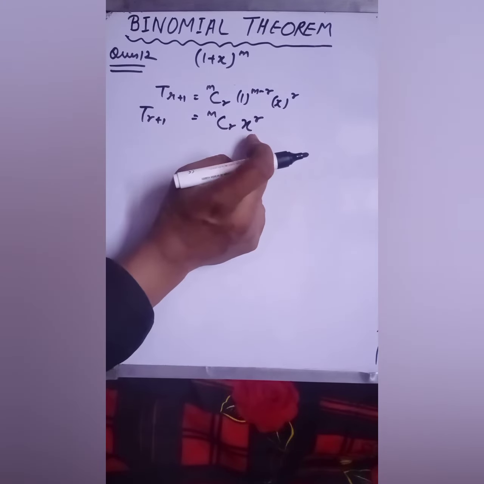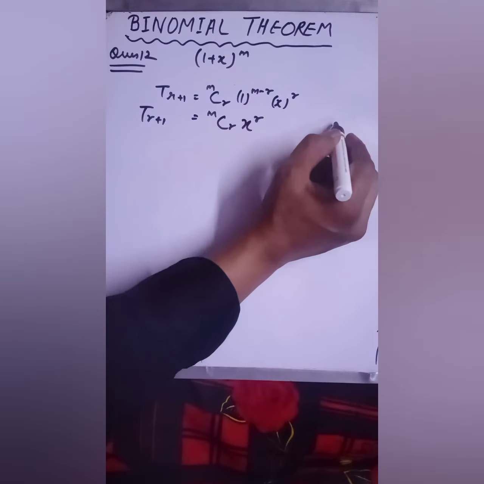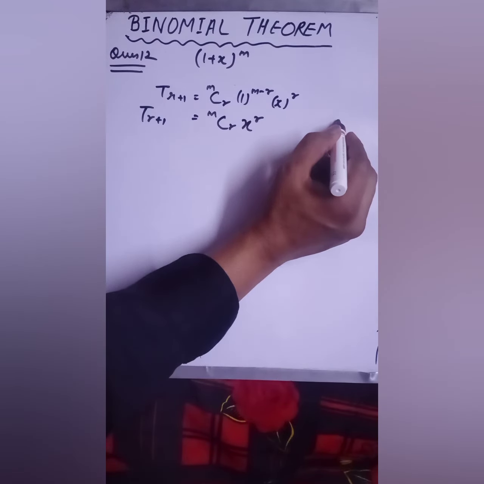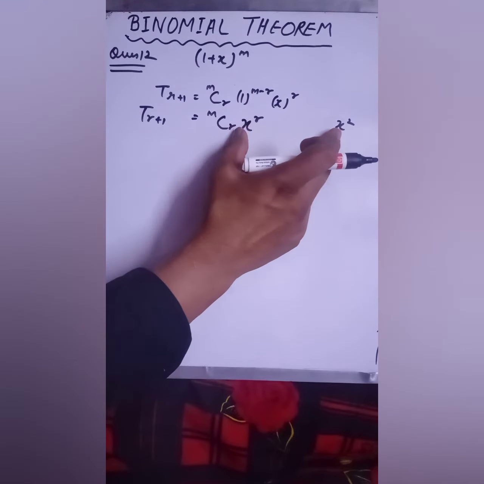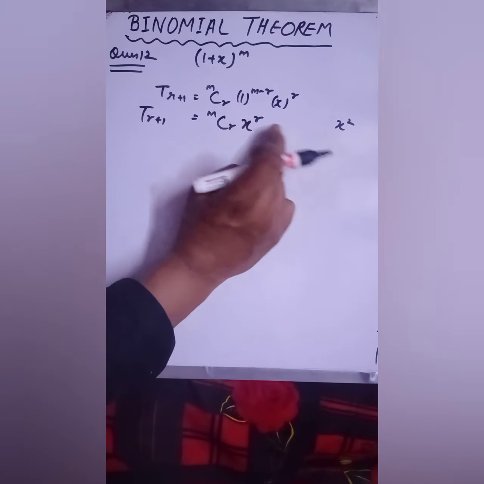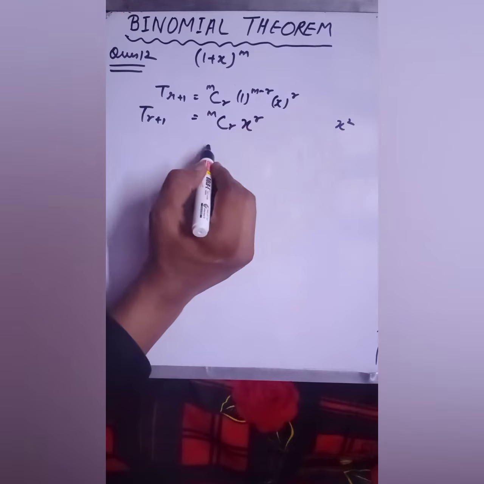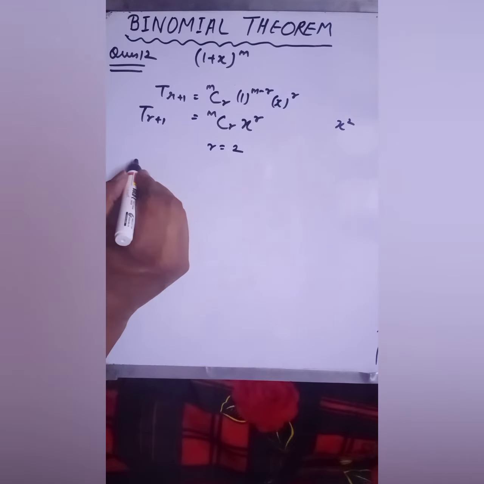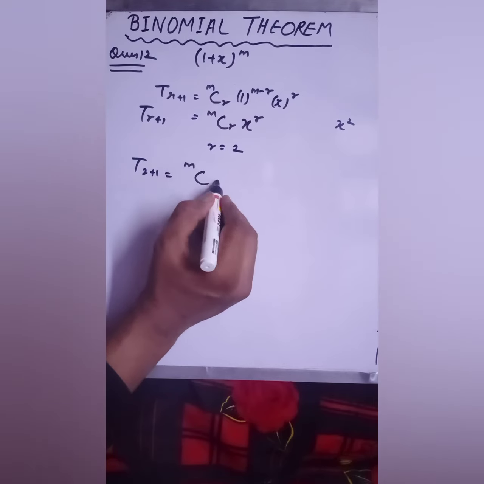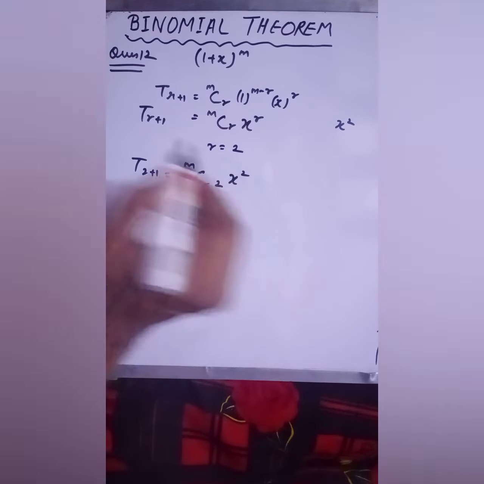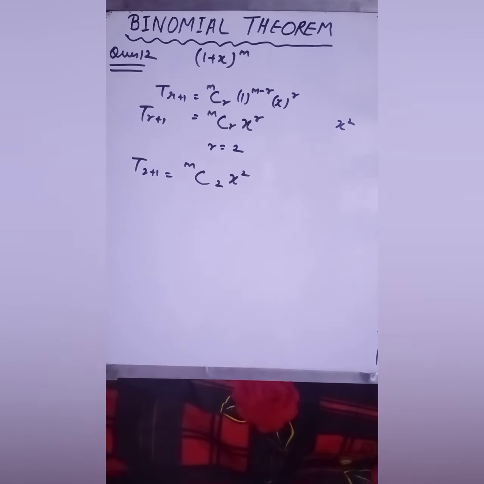Okay, now you can see we have to find out the coefficient of x square. Coefficient of x square means we will compare the power of x. So you will get r equals 2. So put r equals 2 in the above expression. So you will get mC2 x square. Okay, so you will get this.